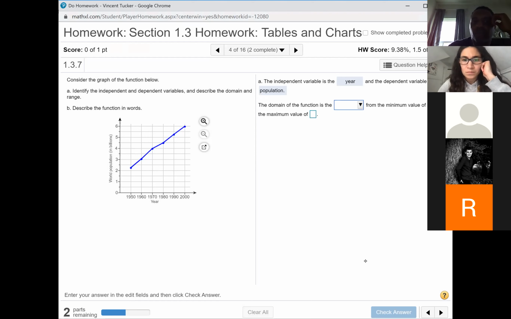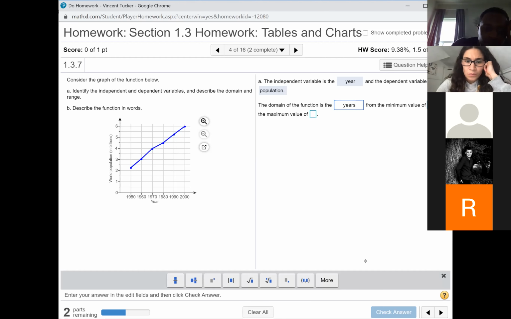So domain, once again, your domain is your x values, the horizontal axis. The domain of the function should be years from the minimum value of, this is in billions. Let's see if they're going to make me write billion. 2.5 to the maximum value of, oh, you know what? I'm looking at the wrong one. I was supposed to be looking at my horizontal axis. I was looking at my y's. So that should be 1950, because I wasn't looking at my years. And then 2000.